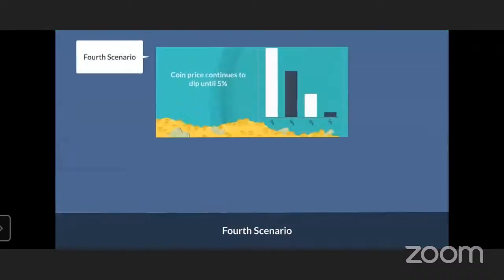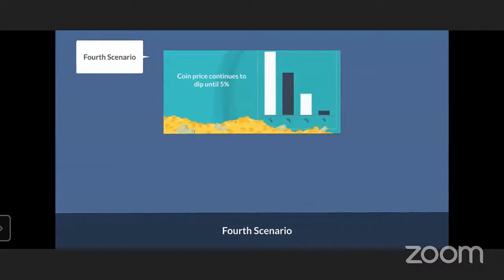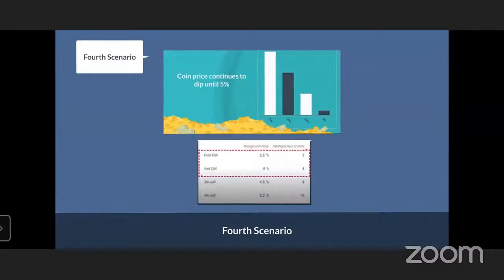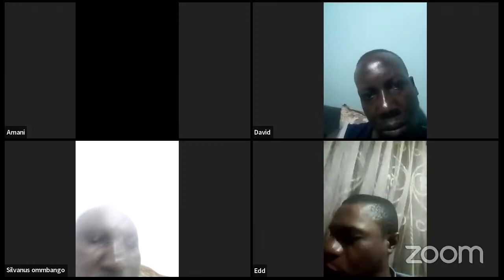Fourth scenario. After you buy, the coin price continues to dip until 5%. The bot will buy until there is a reversal 0.5%. The bot will trigger the margin first call and will trigger the second call as well.